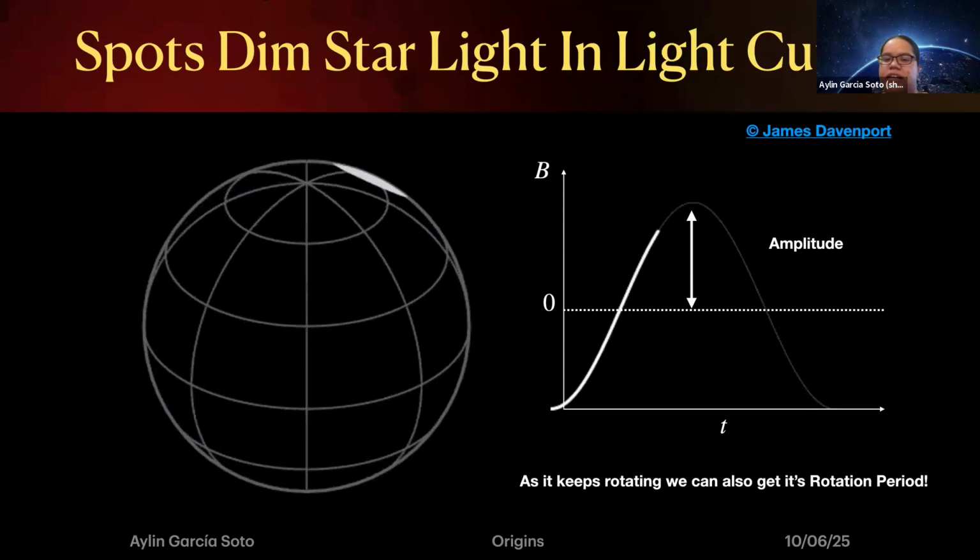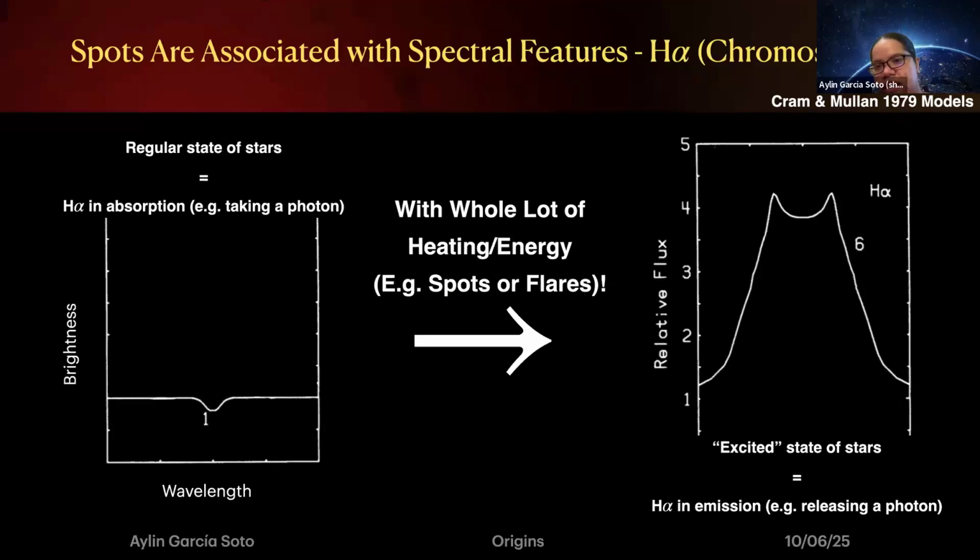Another proxy that I'm interested in is H alpha. In a normal regular star that's not really magnetically active, you'll get H alpha in absorption. And I'm sure that's what has been taught in star classes because it's true. That's the natural state. However, if you heat up the chromosphere a lot, you can actually get H alpha in emission.